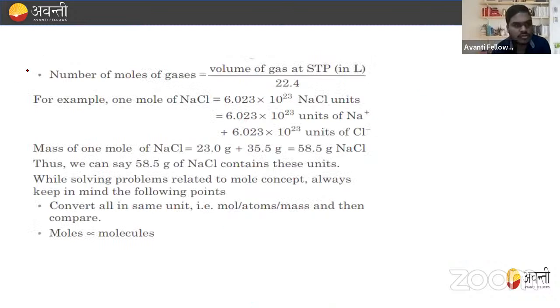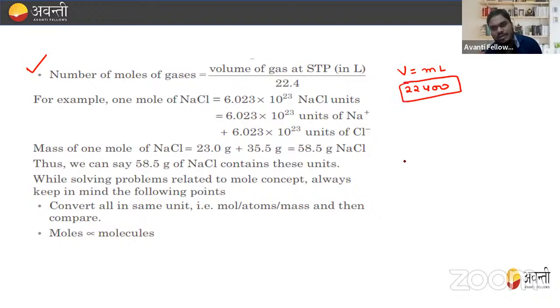Now, the next one is also very important. That is the number of moles for gases. If we want to calculate the number of moles for gases, then we calculate the volume of the gas at STP in liter, divided by 22.4, right? If the volume is in milliliter, then we use 22,400 in place of 22.4 liter. So always remember, when the volume is in milliliter, use 22,400, and when the volume is in liter, always use 22.4. This formula is also used for the calculation of the number of moles of gases, right?